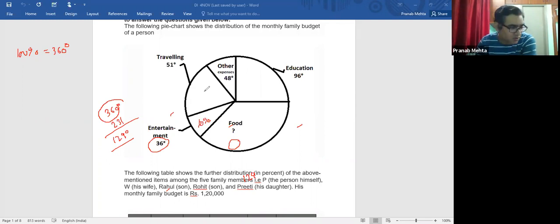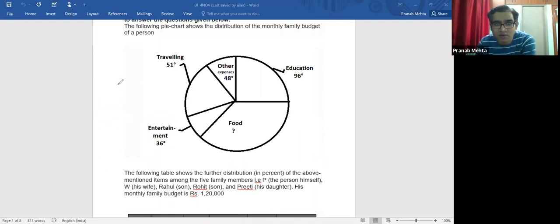But while solving this question, I'm not doing it in terms of percentage. Now listen carefully to what I am doing. The question says the following table shows the further distribution of percentage of the above mentioned items among 5 family members. P represents the person himself, W is wife, R is Rahul, son, Rohit, son, and Preeti is daughter. So we are talking about 2 sons, a daughter, the person himself and his wife. And his monthly budget is 1,20,000.